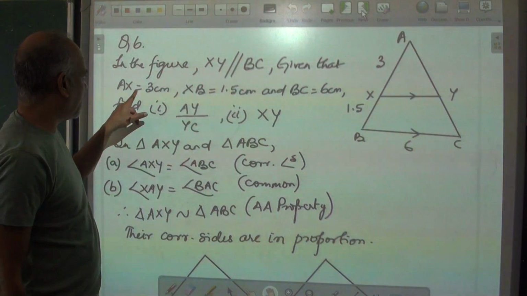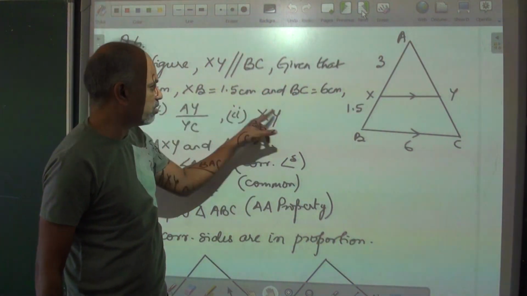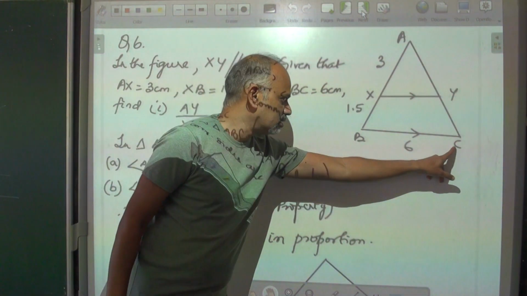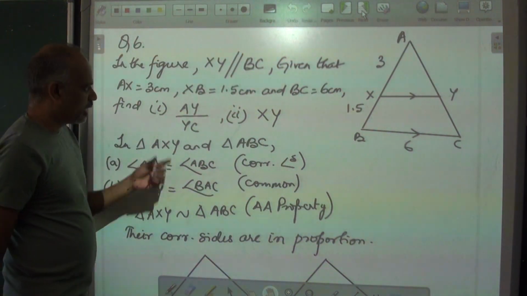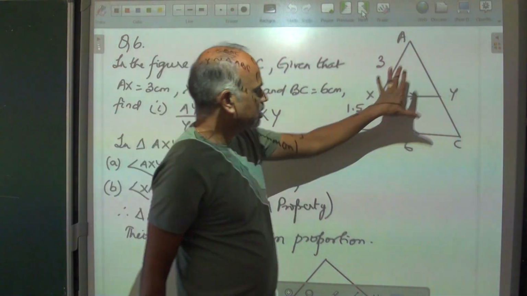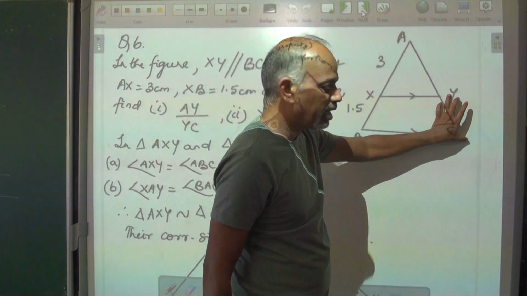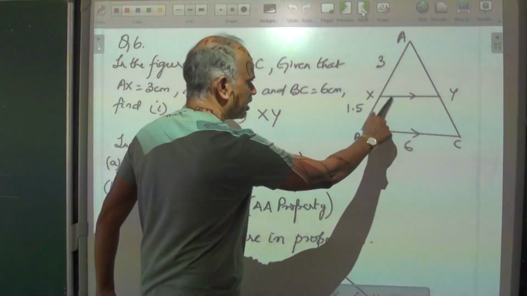Given that AX is 3, this much is 3. XB is 1.5, this much is 1.5. And BC is 6, this whole length is 6. Find number 1, AY by YC. AY by YC. This divided by this is what you will find first. Second question is you have to find XY.